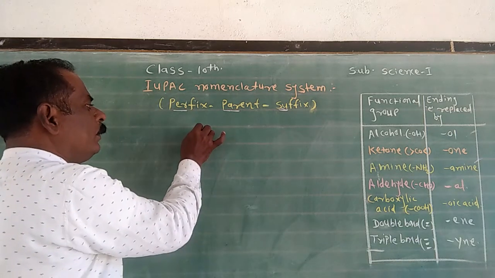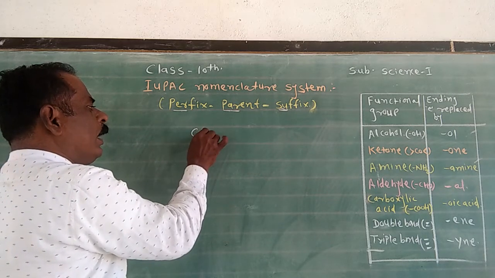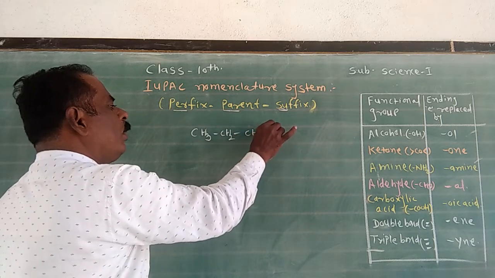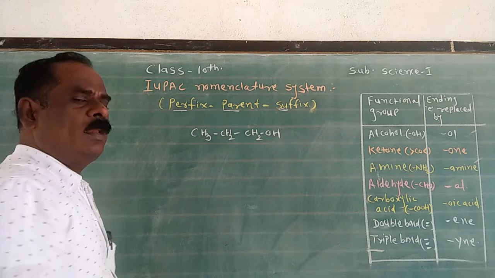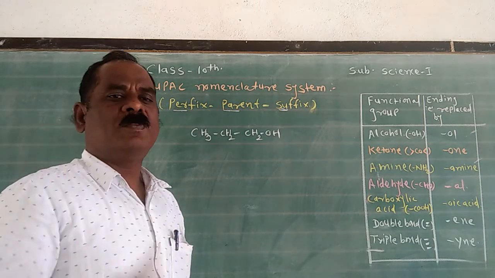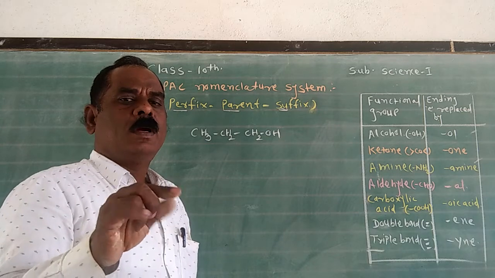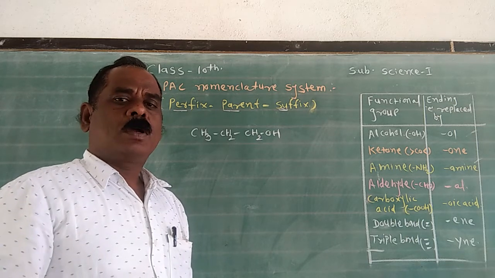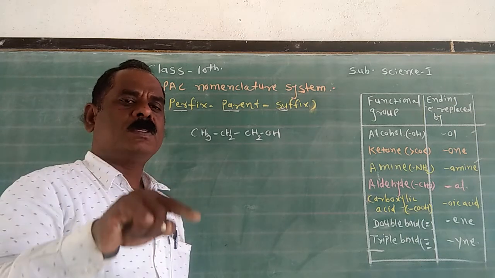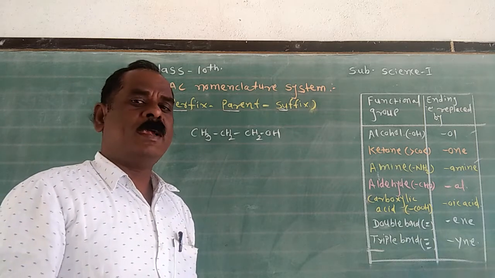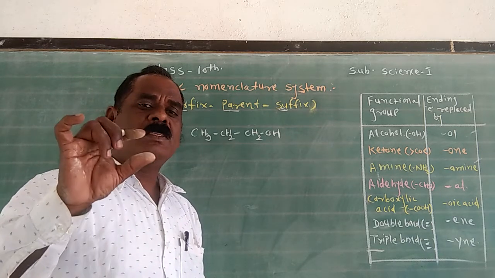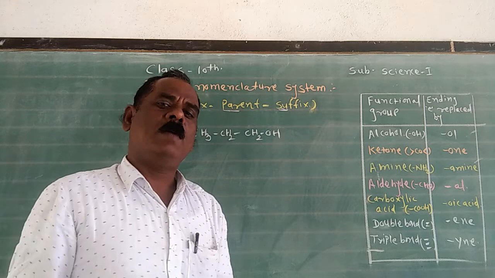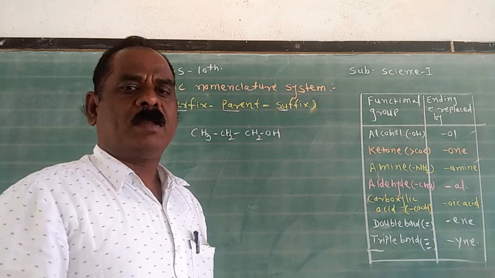First, write the straight chain hydrocarbon compound, count the number of carbon atoms present in the chain and write its parent name. What is the first rule? Write the straight chain of the given hydrocarbon compound, count the number of carbon atoms present in the chain and write its parent name. Parent name means the alkane is considered as the parent compound. Therefore, write the name of the alkane. You know that the name of the alkane depends upon the number of carbon atoms present.